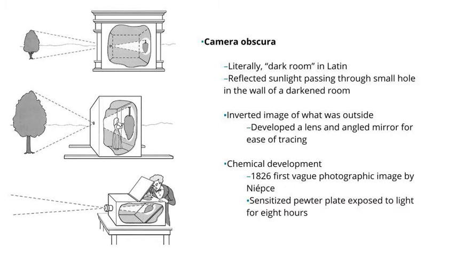In 1826, the first vague photographic image was made by Niepce. Honestly, I have no idea how to pronounce that. But it was made of a sensitized pewter plate that was exposed to light for 8 hours.